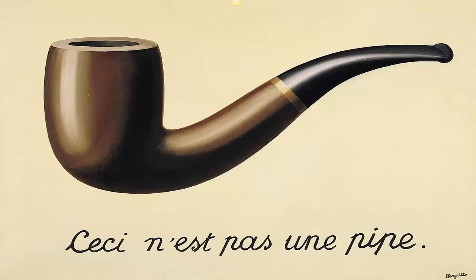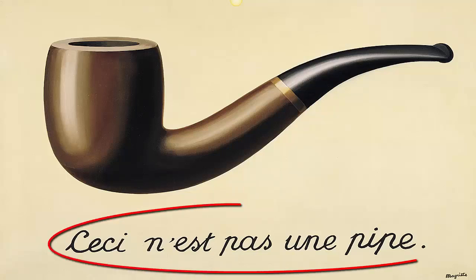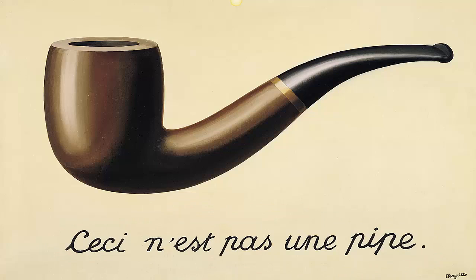Okay, what was it? Most of you are saying it's a pipe. Well, some of you are saying it's a pipe. Some of you are saying, I know I'm supposed to say it's a pipe, but you already told me it's a trick question. Let's take a closer look. Well, we've got something that certainly looks like a pipe, and then we've got this cursive writing in the French language underneath it. Ceci n'est pas une pipe. Apologies to my French-speaking friends. That is an atrocious pronunciation.